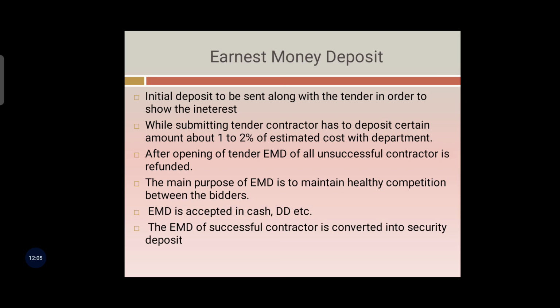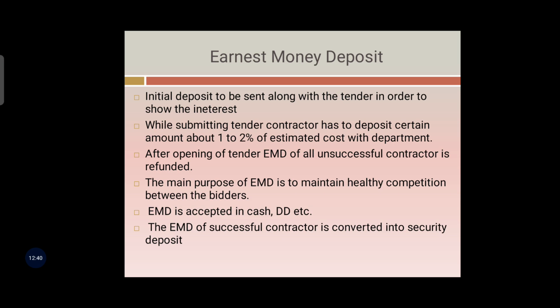So now in tender you can see earnest money deposit. So these are the terms used in your tender and tender documents, okay. So the first one is earnest money deposit. Now earnest money deposit means it is the initial deposit to be sent along with the tender. When you are filling the tender, this initial deposit has to be sent with your tender in order to show the interest of the contractor to secure the work.